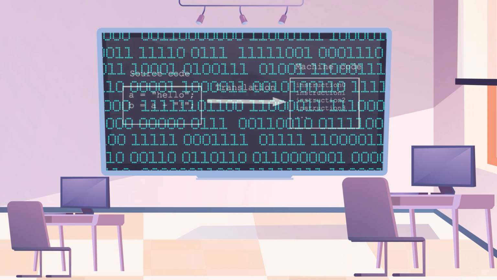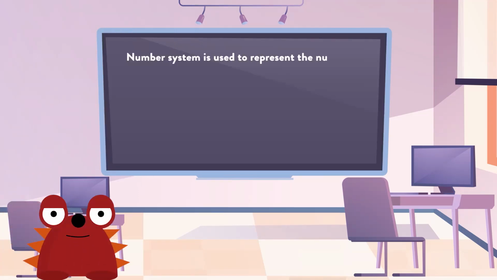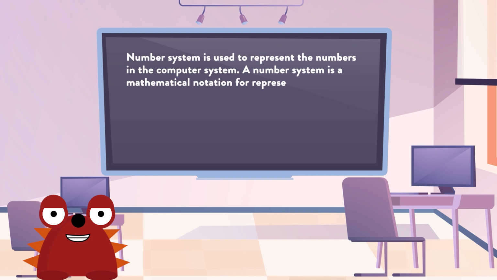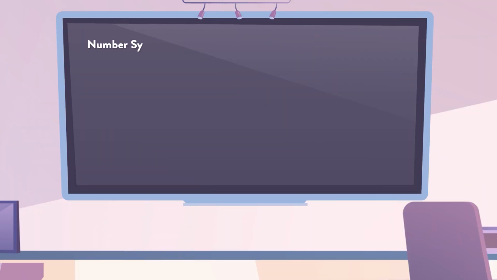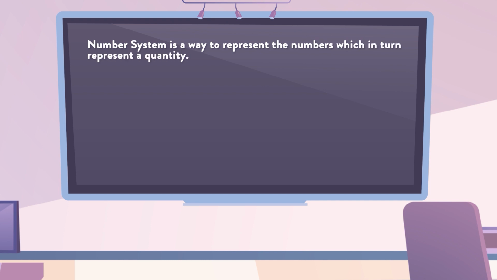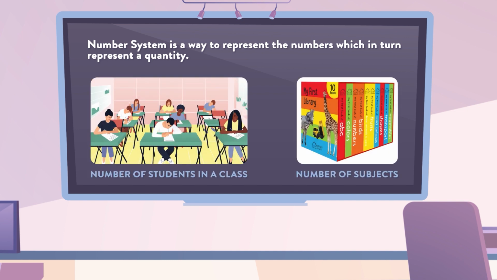This machine language comprises of numbers. So, a number system is a mathematical notation for representing a number, and it is used to represent the numbers in the computer system. Let's begin learning about number systems. Number system is a way to represent the numbers which in turn represent a quantity. For example, to represent the number of students in a class or the number of subjects taken by a student, every number system has a set of digits.